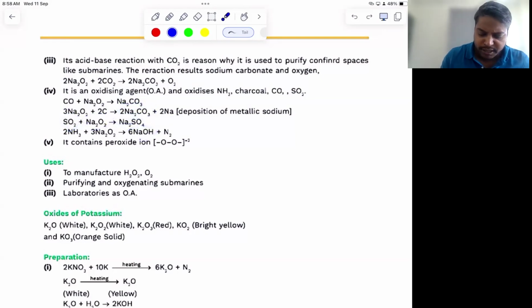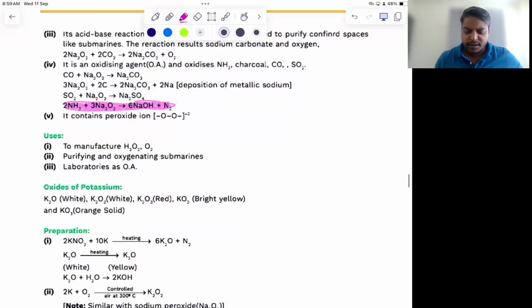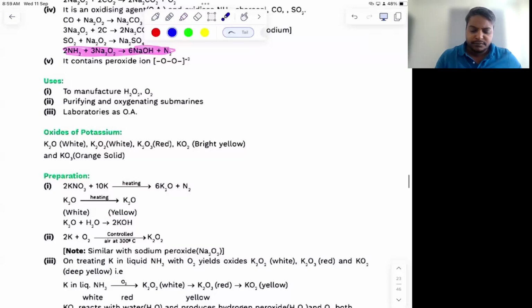Again, another important reaction. I'm marking it now. With ammonia, how is the reaction happening? Correct. So 2NH3 plus 3Na2O2. It is used in manufacturing H2O2 and O2, purifying submarines, and as an oxidizing agent.